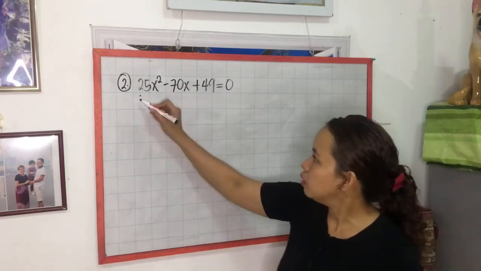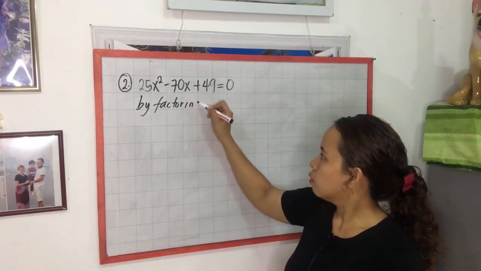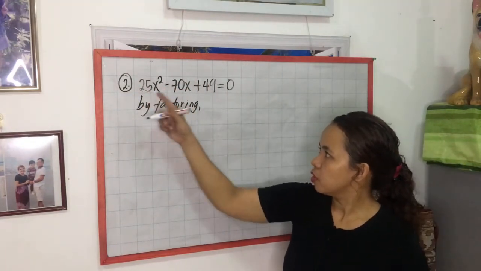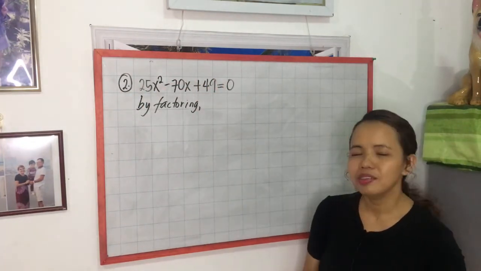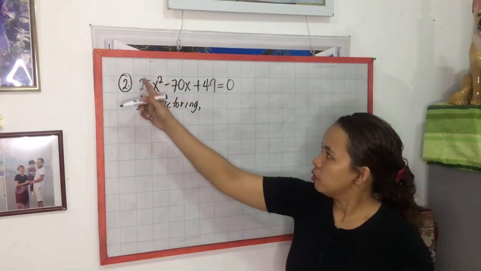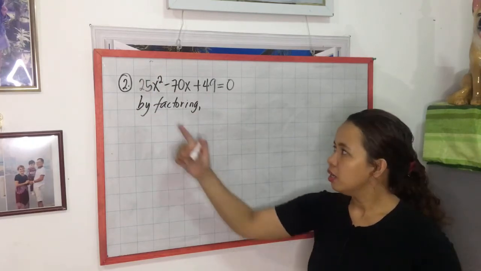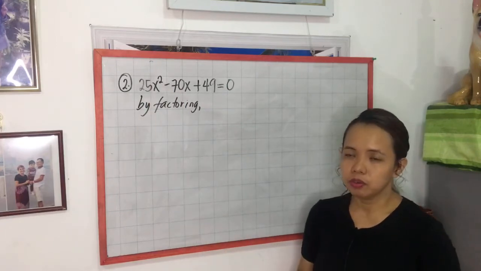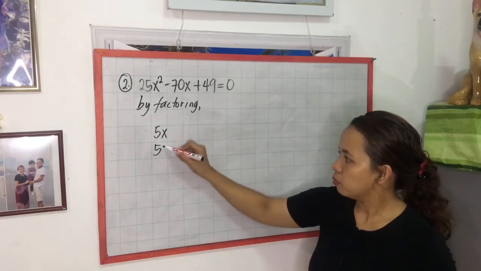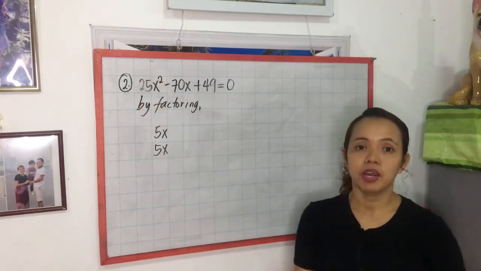So by factoring, in this case, we can just factor the first term and the last term. Okay, so this is my style of factoring quadratic equations. So, what are the factors of 25x squared? So, two numbers wherein we are going to multiply and it will be equal to 25. Okay, so we have 5, right? 5x and 5x. So, we write it in this form. So, 5x times 5x, that is equal to 25x squared.